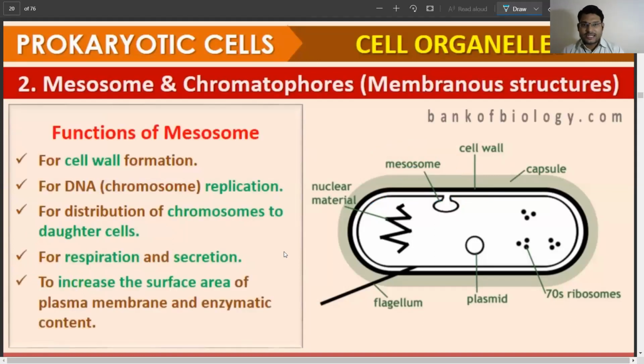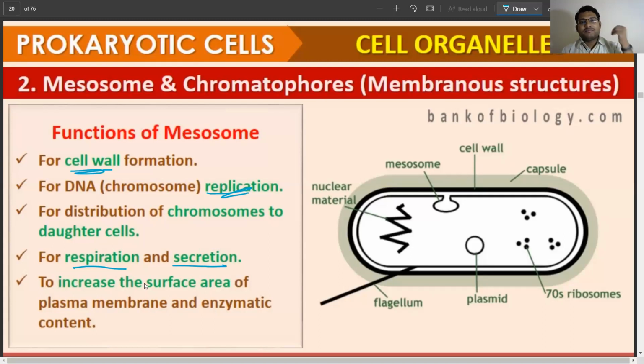So what is the function of that? You all know that there is no membrane bound structure, so the functions are dedicated to different structures, and one of them is the mesosome. Here they are involved in cell wall formation, in the replication of DNA or the chromosomal DNA replication, right? For the distribution of chromosomes to the daughter cells, for respiration and secretion of certain substances, to increase the surface area of the plasma membrane, and to increase the space for enzymatic activities.